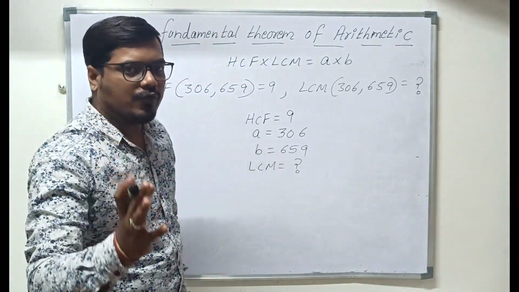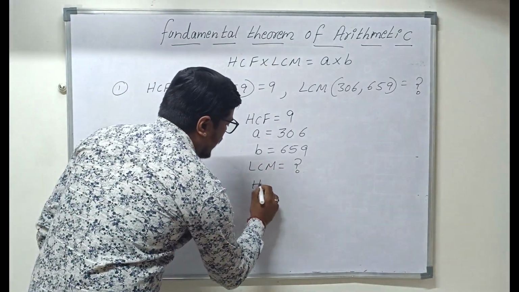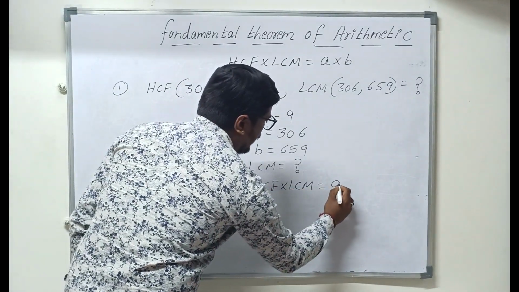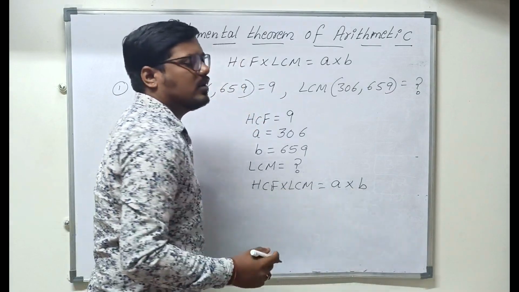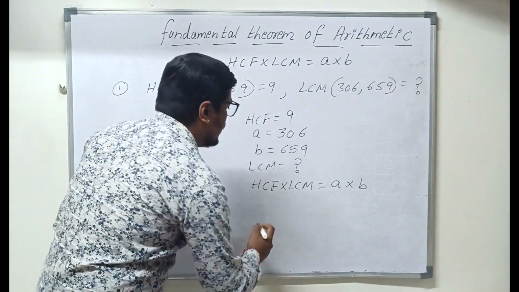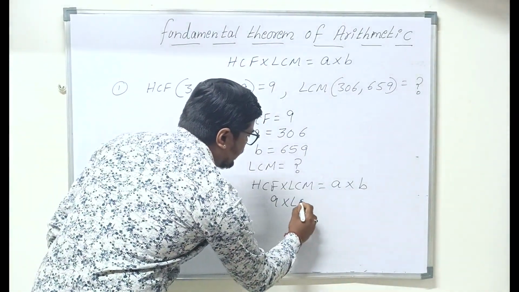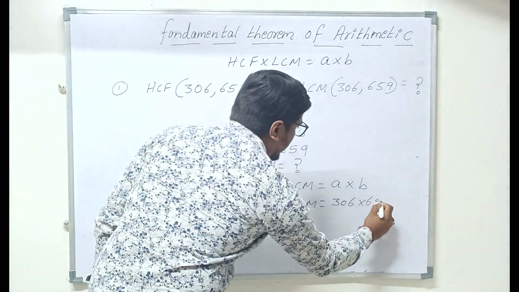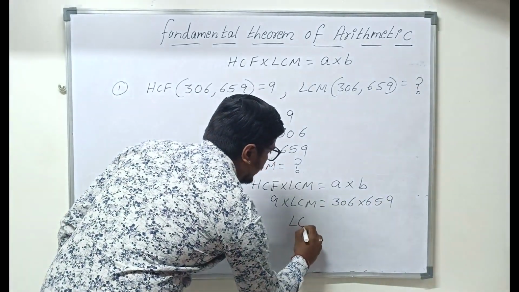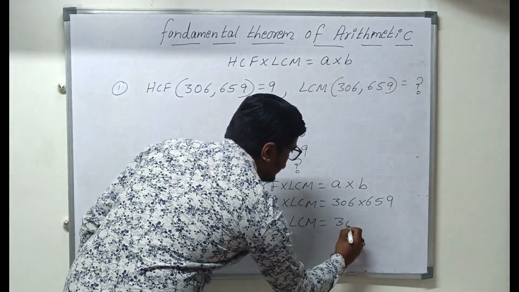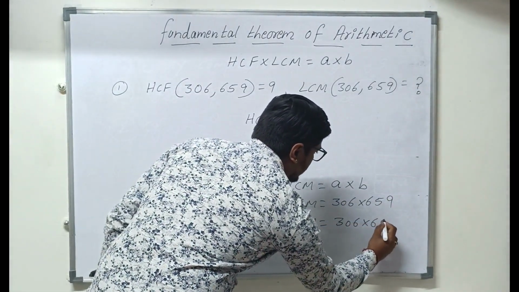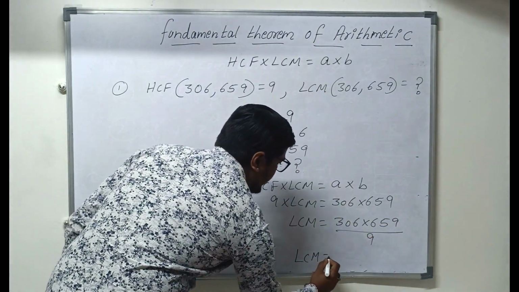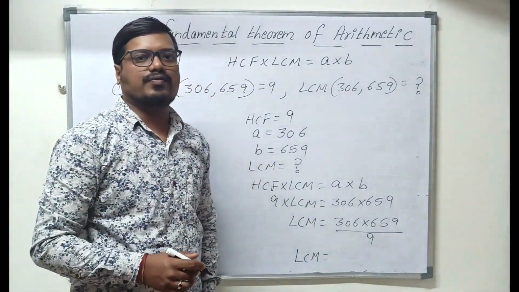Next you are going to write the formula. What is the formula we have? HCF into LCM equals product of two numbers. And the third step, substitute the values. That is 9 into LCM equals 306 into 659. Now LCM equals 306 into 659 by 9. So now LCM equals, we can cancel by 9 tables, children.